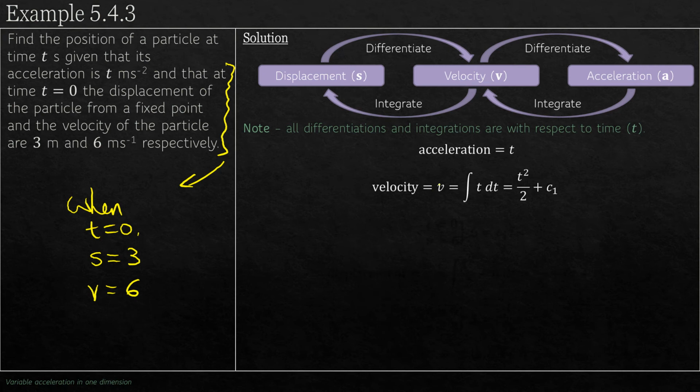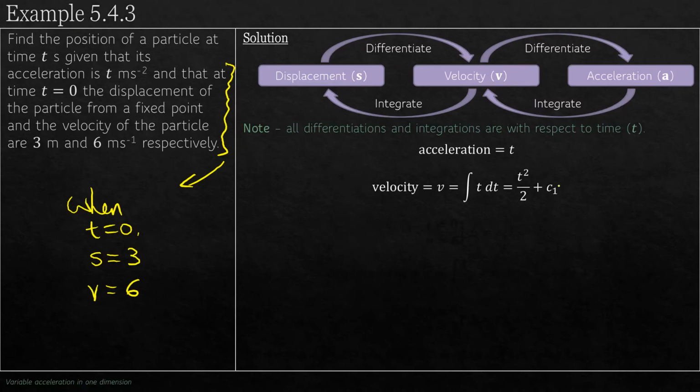So velocity, which I'm going to call v, is the integral of acceleration, so the integral of t with respect to time. That's what the dt is telling us. So it's t squared over 2, and very importantly, plus a constant. You must not forget the constant here when we are integrating, vitally important.